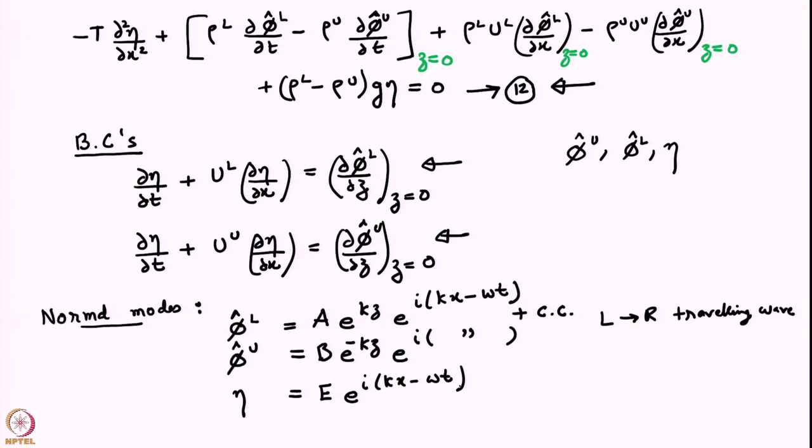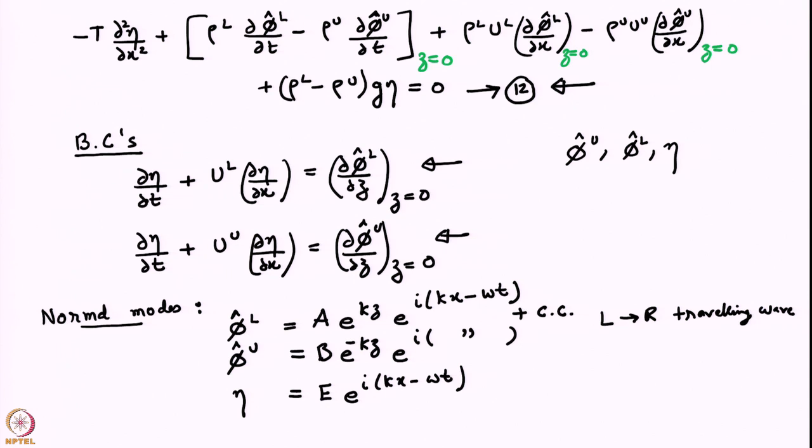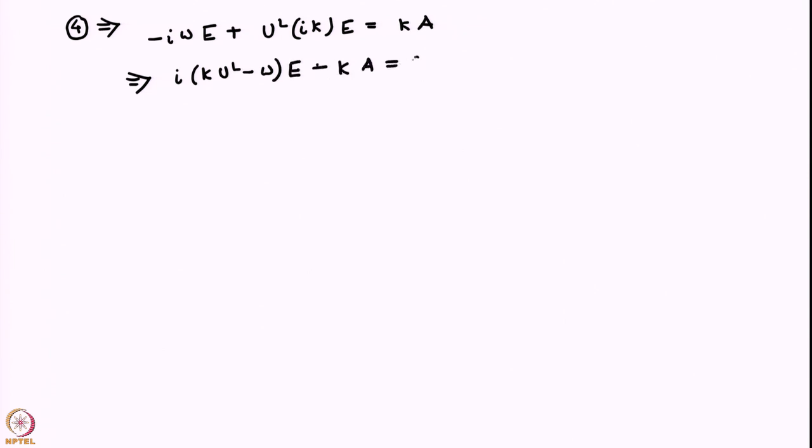So equation 4. I think I have called the first kinematic boundary condition equation 4. This was already written earlier, so I am just rewriting it and using the same numbers that were used earlier. If I substitute these normal mode forms into equation 4, then we obtain an algebraic equation. That is, 4 implies minus omega E plus u_l ik E is equal to kA. I can rewrite this as i(k u_l minus omega) E minus kA is equal to 0. I will call this equation A, the first algebraic equation that we obtain.